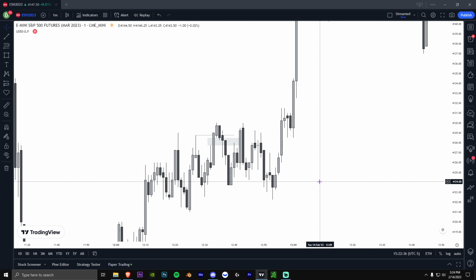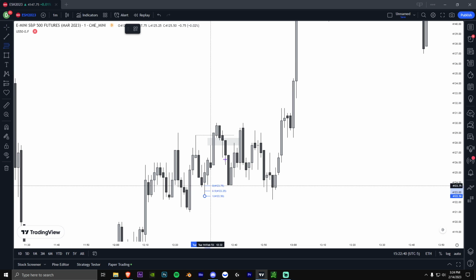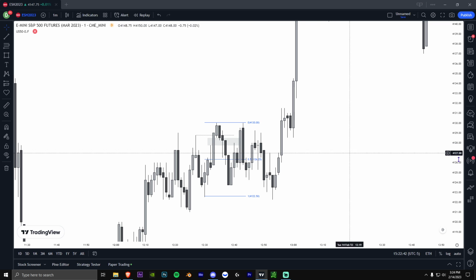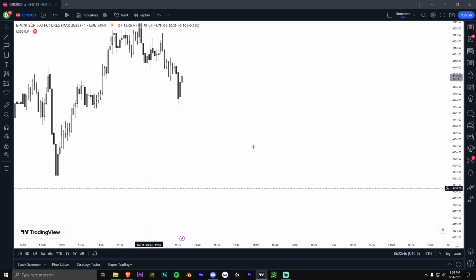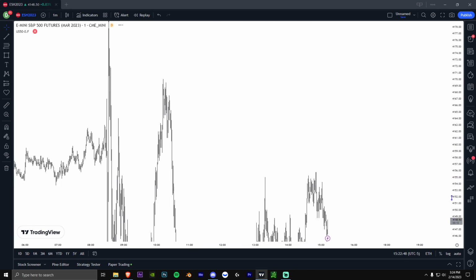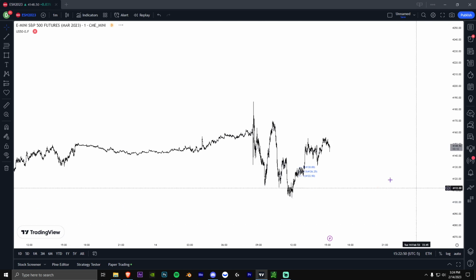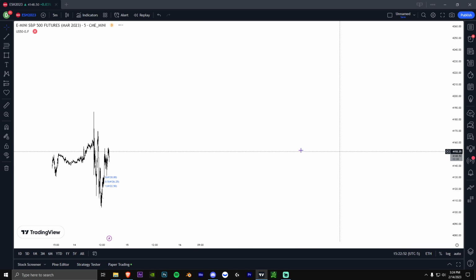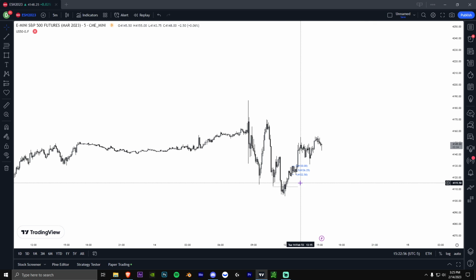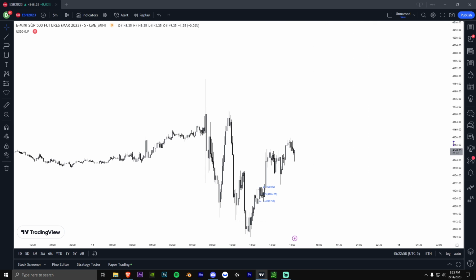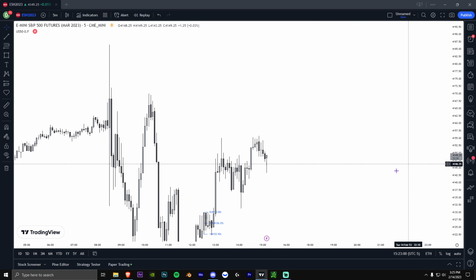Also, the fourth one is you want it to be in discount, okay? This is not a discount. If you draw it from the high to the low, this is not a discount, so why would you long that anyways? But you can see there's no displacement. This fair value gap shouldn't work. But yeah, those are the main takeaways you should take away.